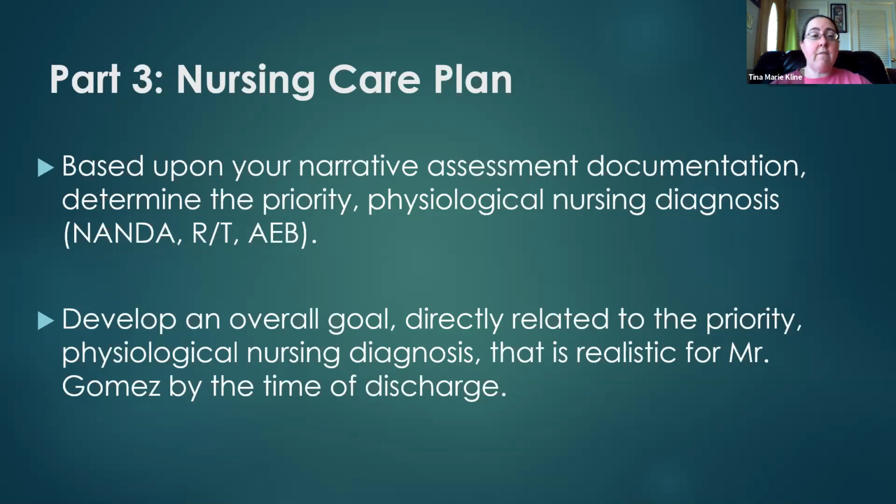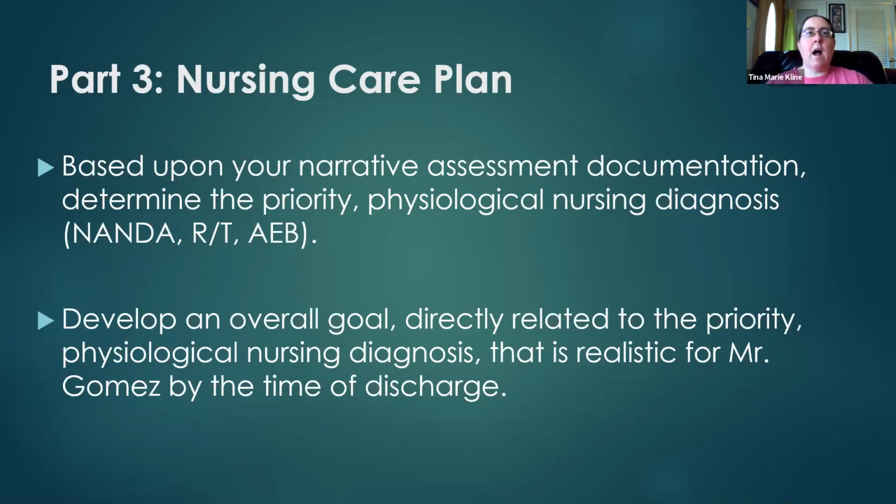Once you have that, your next piece is going to be to develop an overall goal that directly ties to the priority physiological nursing diagnosis. So it has to tie to the priority nursing diagnosis. For example, let's say we were taking care of a patient and their priority physiological nursing diagnosis was acute pain. Obviously, that's not the case for Mr. Gomez. I'm not going to give this away. But let's just say you have a patient and their priority physiological diagnosis was acute pain.